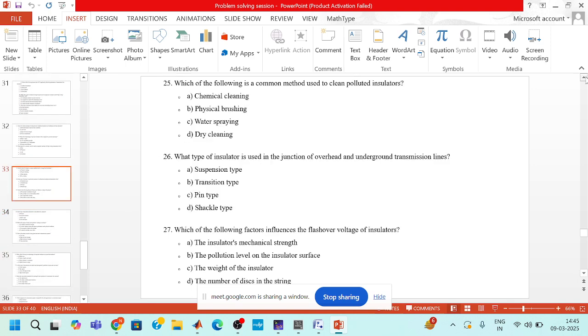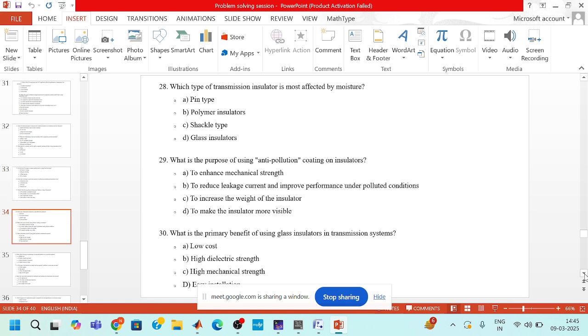Next question is, which of the following factors influences the flashover voltage of insulators? Option B, madam, the pollution level on the insulator surface. Okay, pollution level on the insulator surface. Anyone else? Okay, the main factor is the pollution level on the insulator surface, which influences the flashover voltage of insulators.